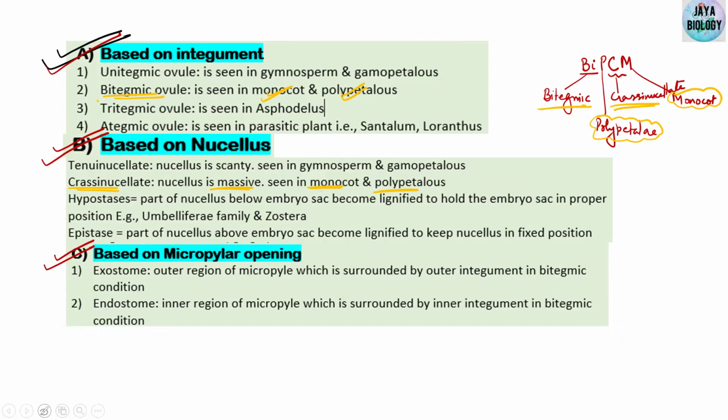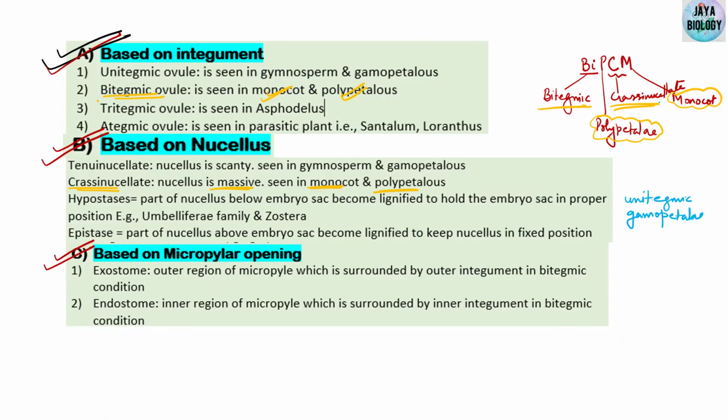Learned, beta? Now how to learn the opposite one? The opposite of bitegmic is unitegmic, means only one integument. So we will write, opposite of bitegmic condition means unitegmic. First of all, clear? Unitegmic. Opposite of polypetalous means petals are not free. Now what are they? They are fused. So we'll write gamopetalae.